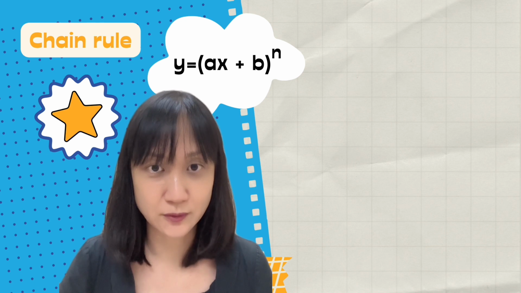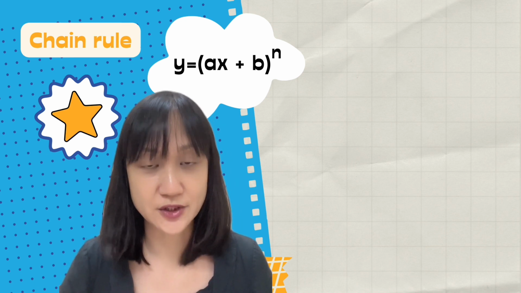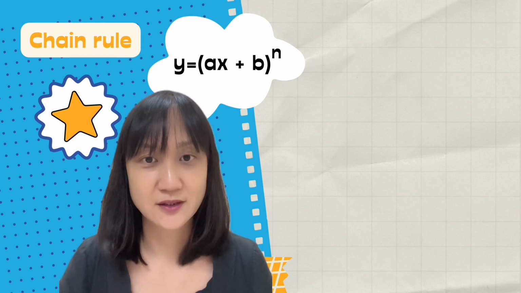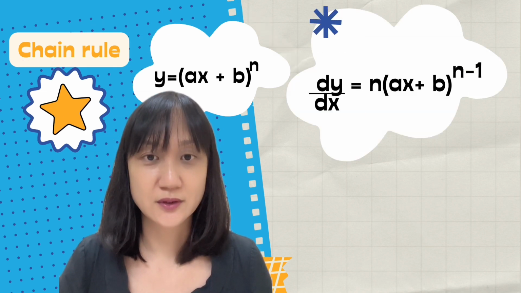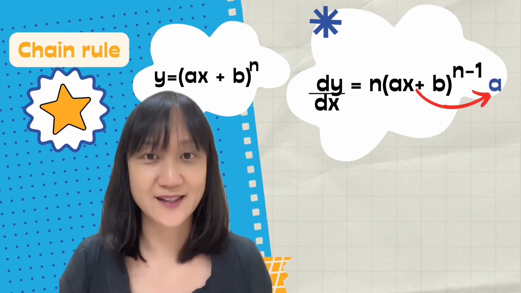Differentiation using chain rule. Chain rule is used when you have a composite function. A composite function is a function within a function. So, the steps are power down, power minus 1, differentiate the inside.